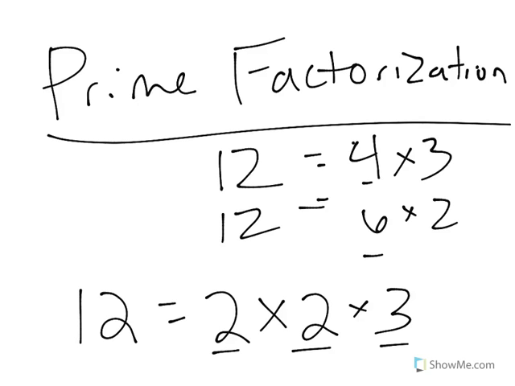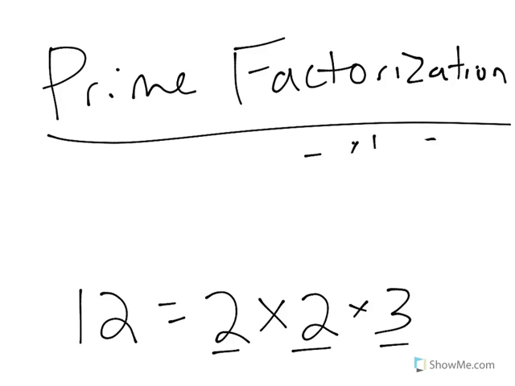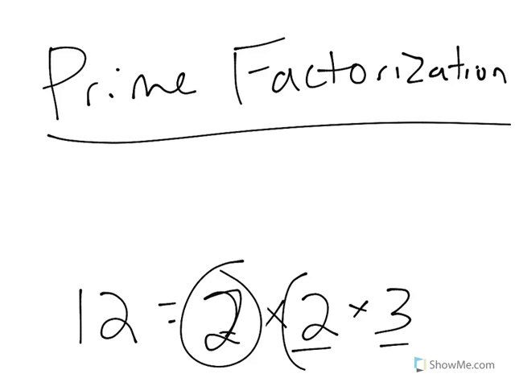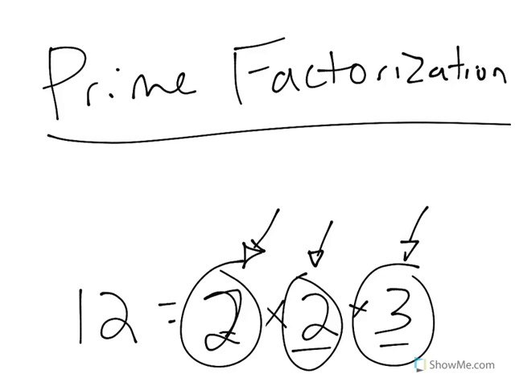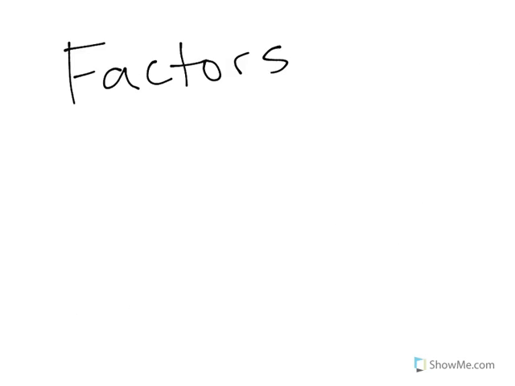So prime factorization is when you break a number down so that it's only written as a product of its prime factors. So when you're doing prime factorization, the only numbers that you should have at the end are prime numbers. But the first thing we're going to learn today is factors. As I said before, factors are the whole numbers that are multiplied together to find a product.